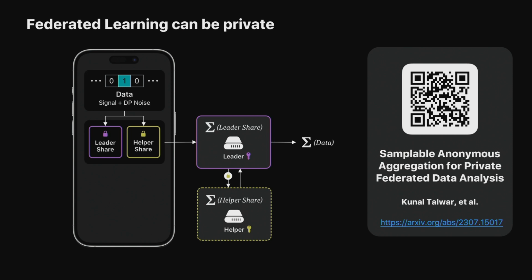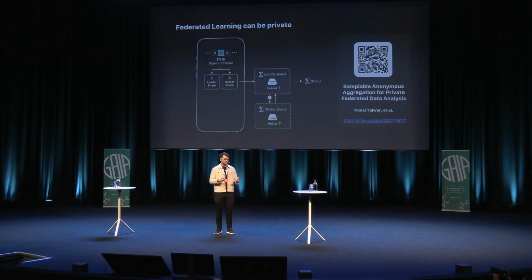And in summary, we have the data on the device. We add differential private noise to it. And then we have a secure aggregation method where we split up the noised data into two shares. It's encrypted with two different keys. And then we have two different servers which are responsible for continuously aggregating contributions as they arrive. And when we have enough contributions, then it is implicitly decrypted.